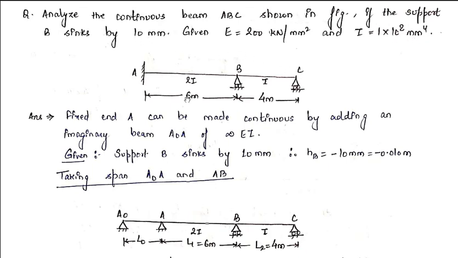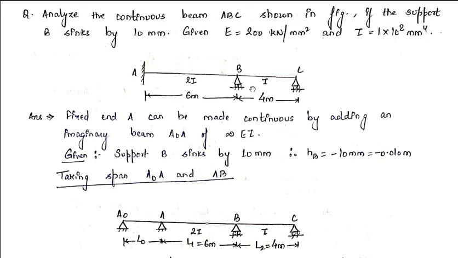Now, if you look at this question, you will find that there is no external load acting on this beam. The only condition given is that the support B has sunk down by 10 mm. So let us find the values of the bending moments at these supports A, B and C. The support C is the end support and it is a roller, and whenever the end support is a roller or hinge, the bending moment is 0.